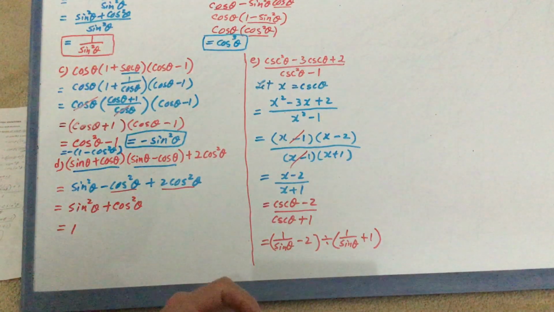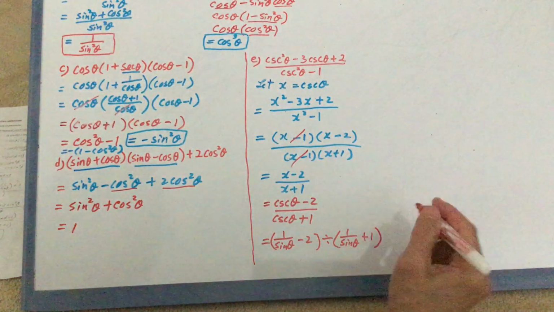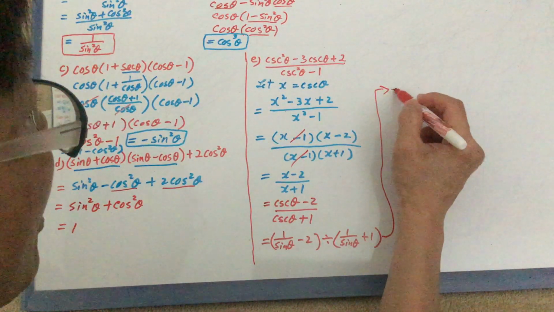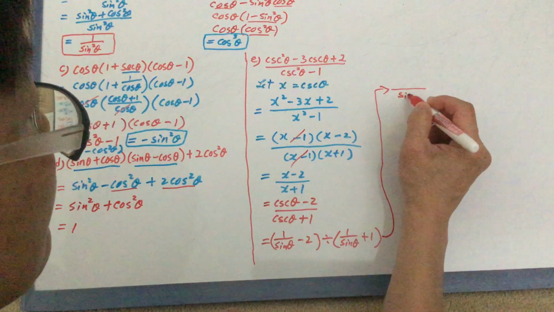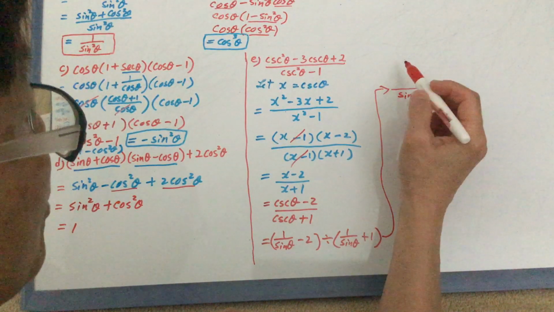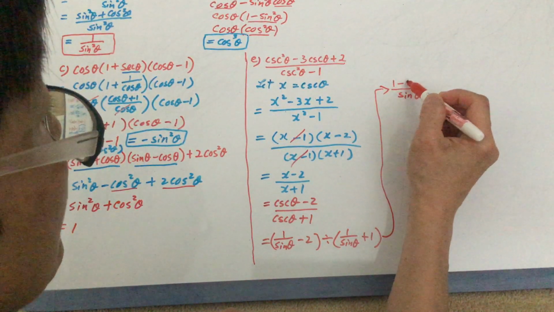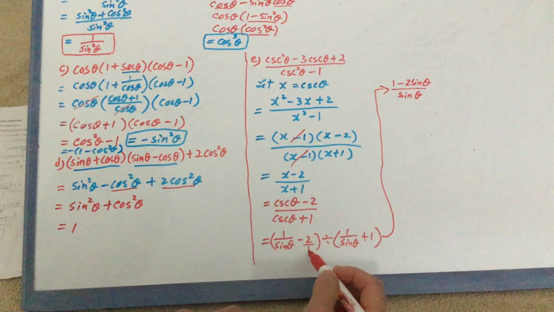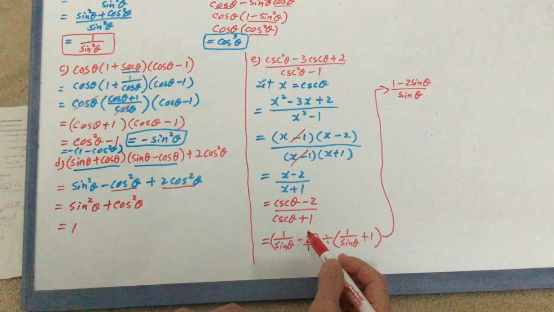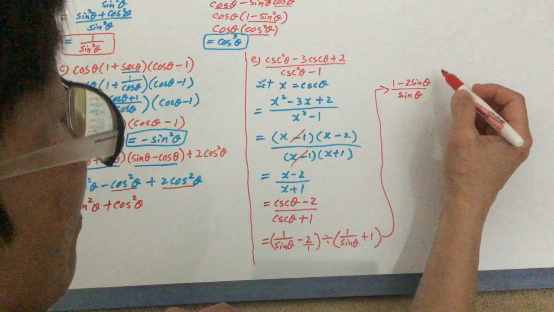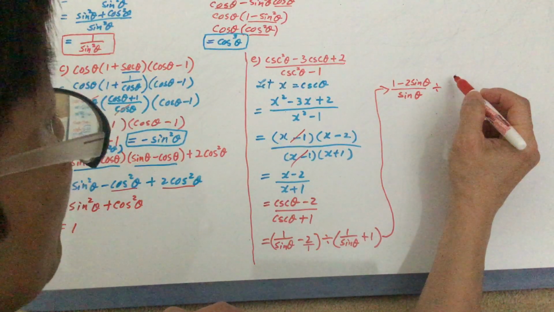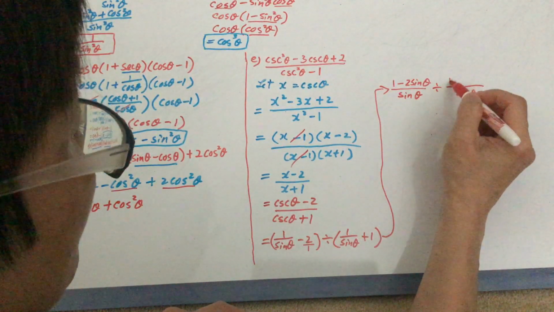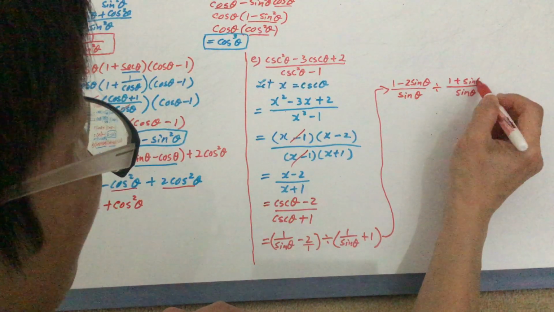Okay, so now what I can do, continue here. Now I can do a common denominator. So it's going to be 1 minus 2 sine theta over sine theta, because this one here is going to be 2 over 1 times sine theta, so you get a 2 sine theta over here. And divided by, again, common denominator sine theta. So this is going to be 1 plus sine theta.